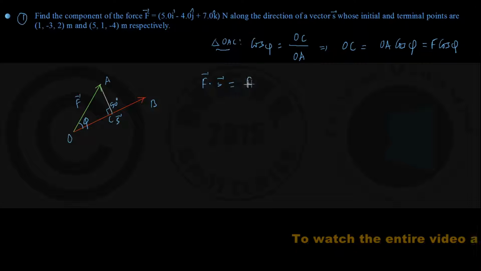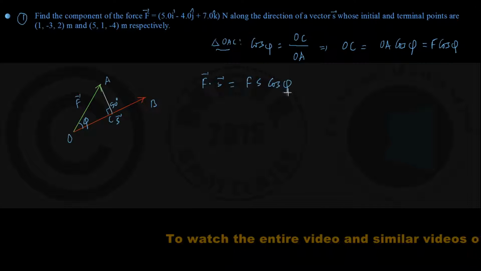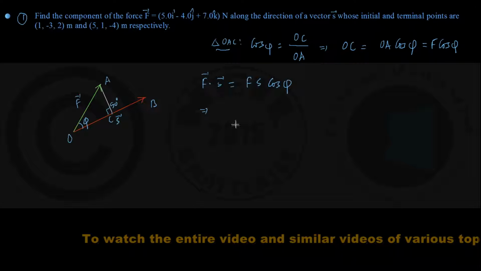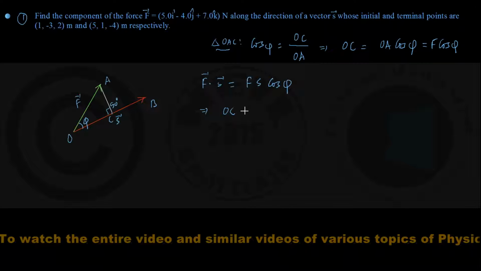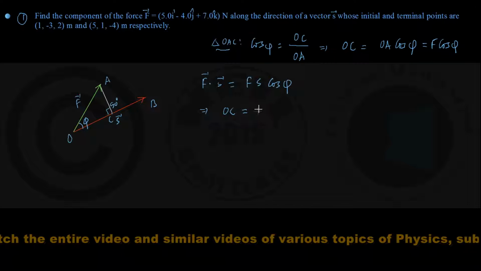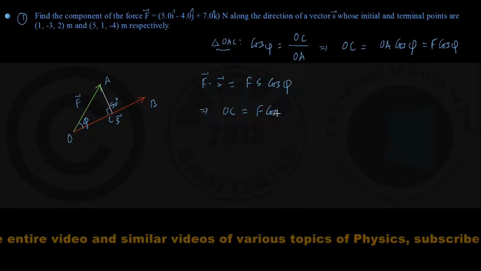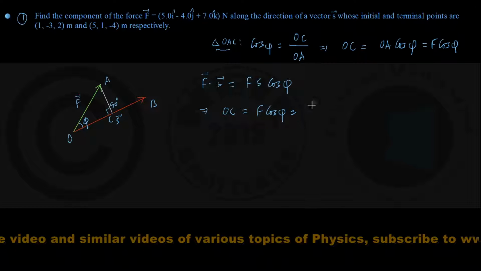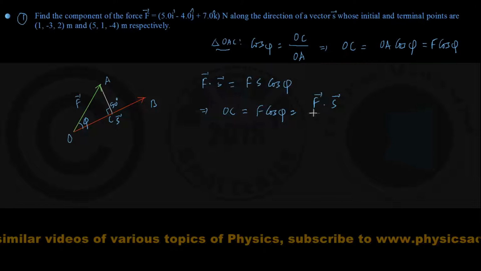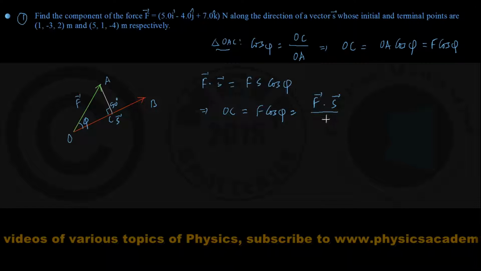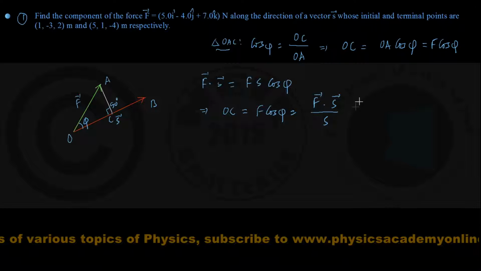Now from the definition of scalar product, we know that F dot S, this is given by the magnitude of the force vector into magnitude of displacement vector into cosine of the angle between the 2 vectors. And therefore we are getting that the component of force vector OC along S vector, this is already found to be F into cos phi, and this is coming out to be the dot product of F and S vectors divided by the magnitude of displacement vector S.